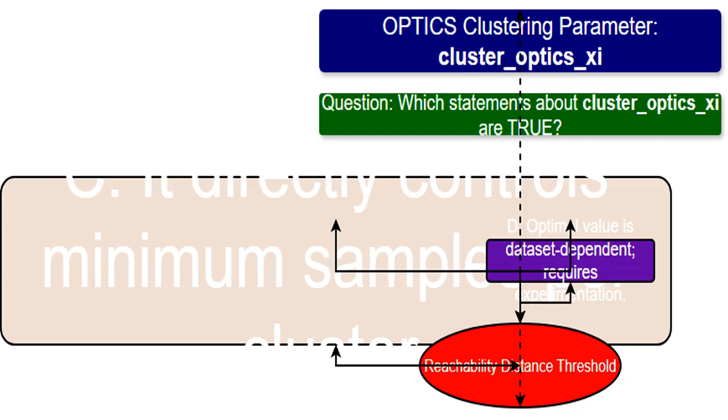This statement is false. The minimum number of data points for forming a cluster is not directly controlled by cluster_optics_xi. While optics uses ideas from DBSCAN, it does not share parameters for minimum cluster size. Other factors, like data density, influence this.